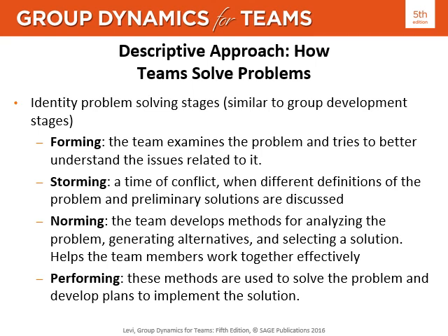In the norming stage, the team develops methods for analyzing the problem, generating alternatives, and selecting a solution. The establishment of these methods and other norms about how to operate helps the team members work together effectively. In the performing stage, these methods are used to solve the problem and develop plans to implement the solution.